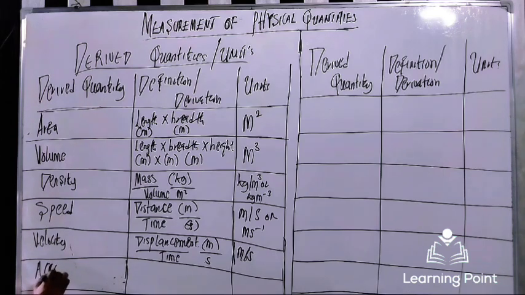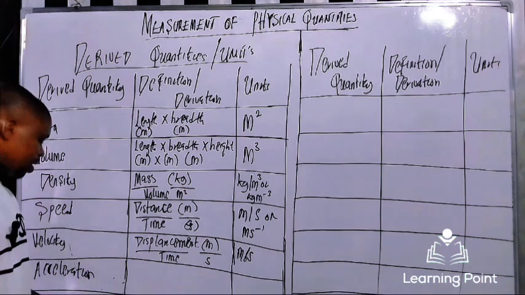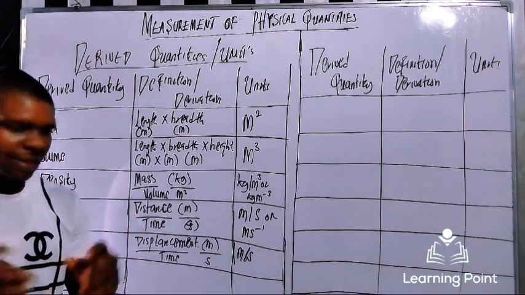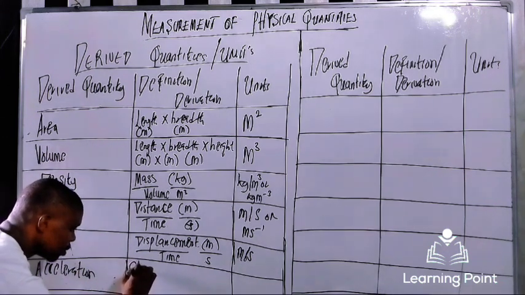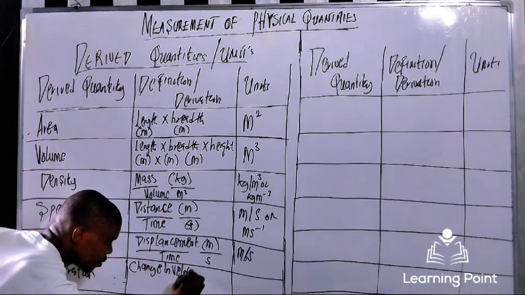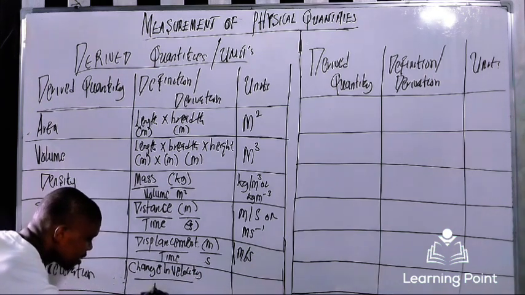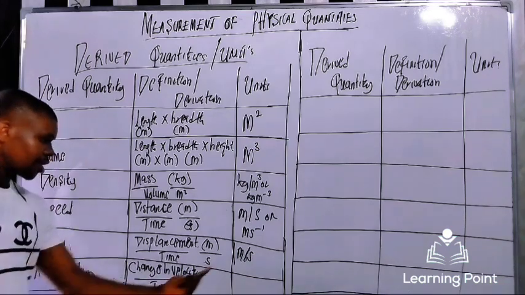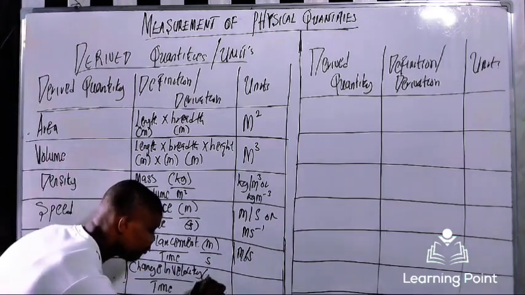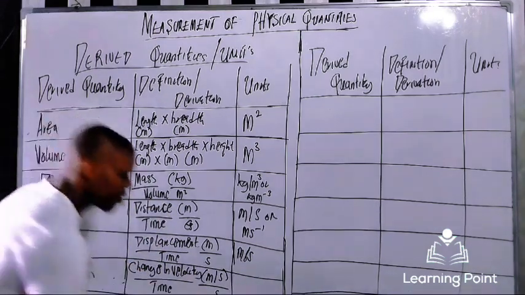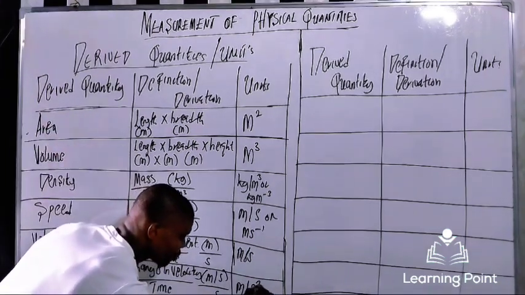Now next is called acceleration. Acceleration is change in velocity over change in time. Can you see that? Now remember, the unit of velocity is meter per second. So you can say meter per second over seconds. If you do the calculation, it's going to be meter per second square.